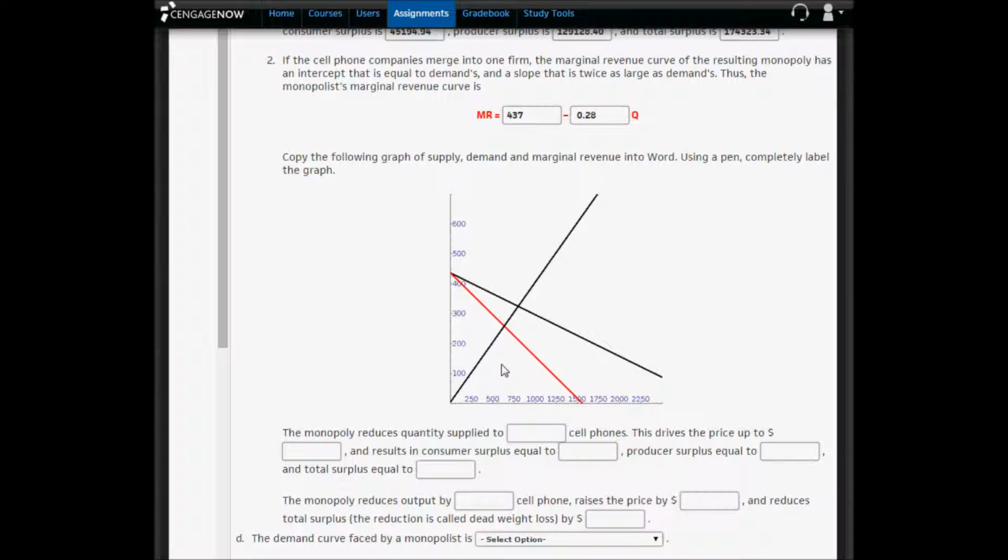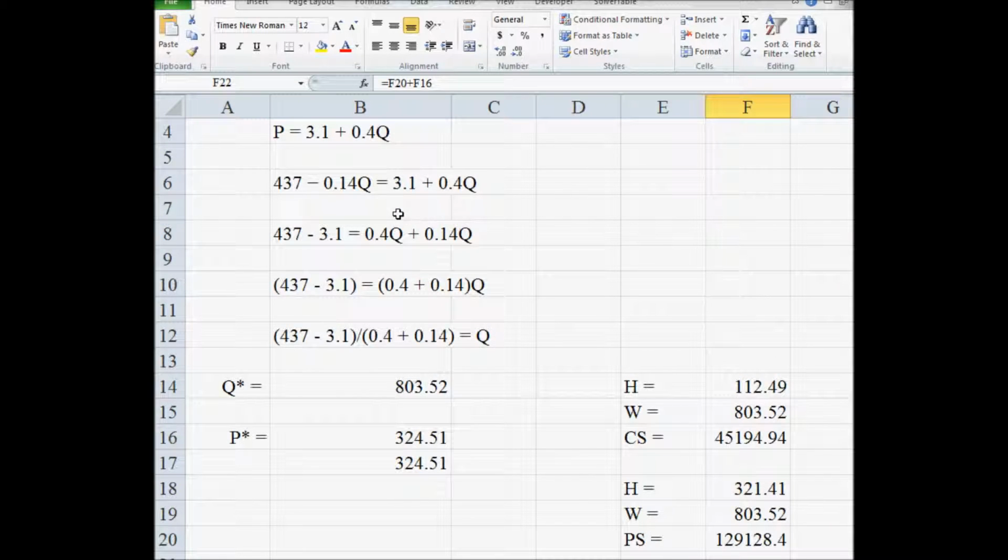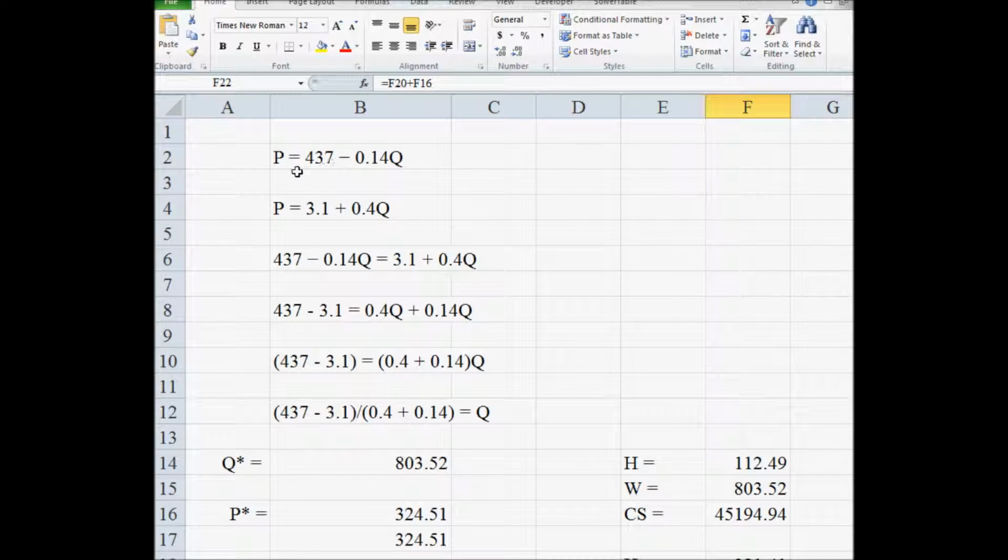Now I've got to calculate the equilibrium quantity for a monopoly. The monopolist sets marginal revenue equal to marginal cost. So I've got to set this equation here equal to the supply equation. Wherever I see the demand curve, I'm going to change that to marginal revenue. I'm going to replace the slope with 0.28. So wherever I see minus 0.14, I'm going to replace that with minus 0.28.